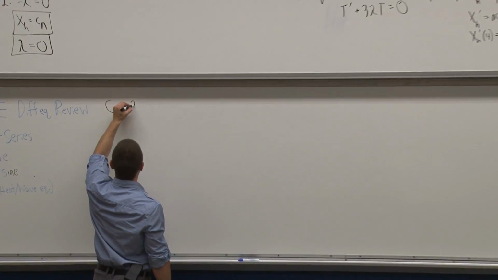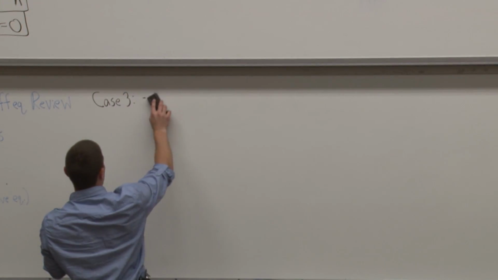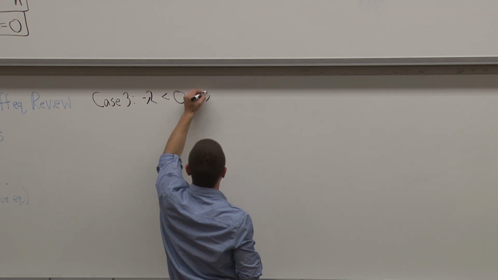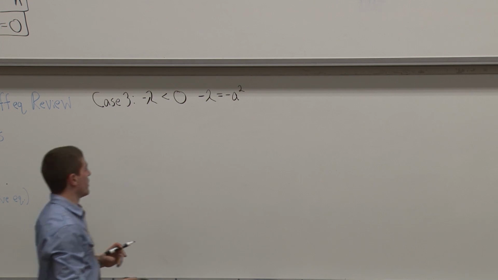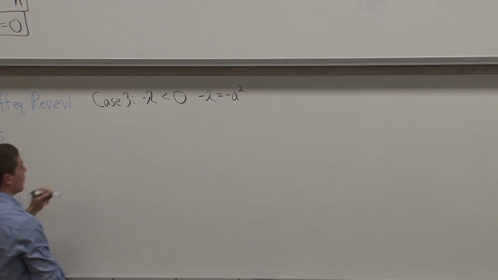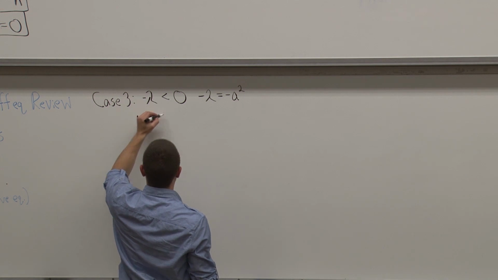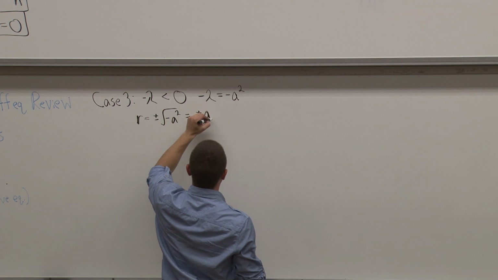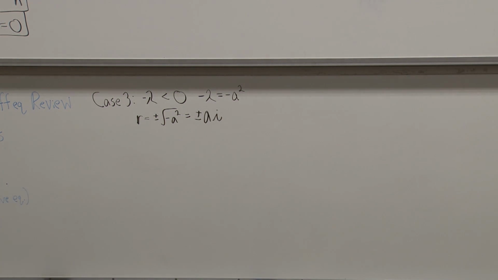This is important. Case 3 is when everything underneath the square root, which is negative lambda, is less than 0. That means negative lambda is equal to negative a squared. Okay. So now we're going to plug this into r. r equals plus or minus the square root of negative a squared, which is equal to plus or minus ai. Boom, here comes our complex. Right? Well, get used to it.